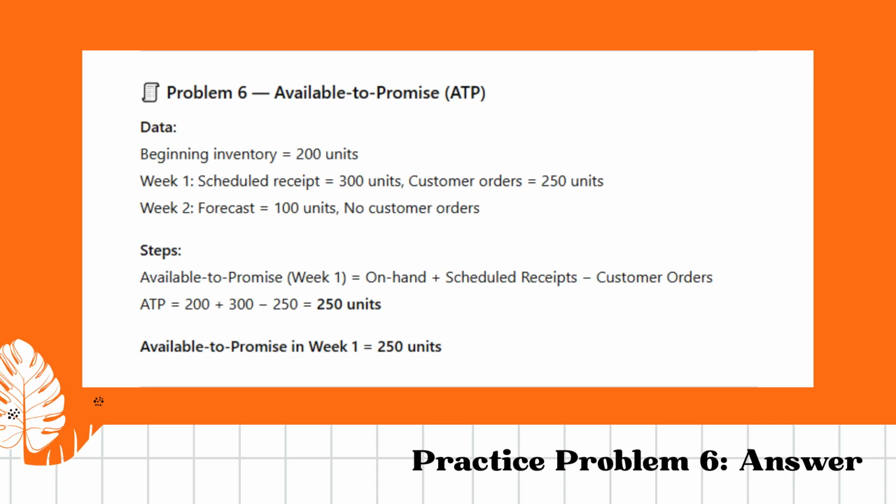Explanation. Problem 6. The available to promise calculation tells us how much inventory we can still commit to new customer orders. We start by adding up the on-hand inventory and the scheduled receipts. That gives us a total of 500 units available in week 1. Then we subtract the confirmed orders, which are 250 units. That leaves 250 units available to promise. Those 250 units can now be safely offered to new customers without risking a stockout.